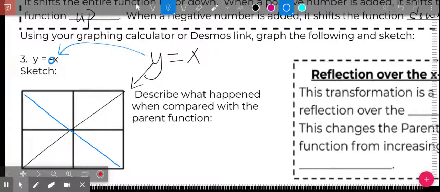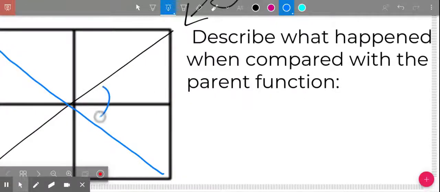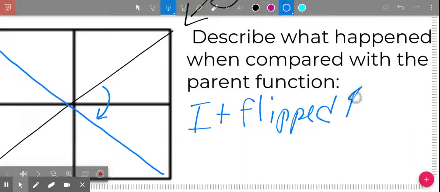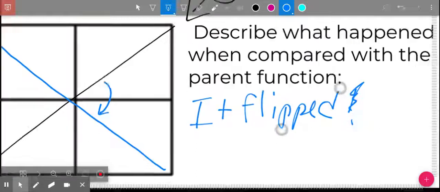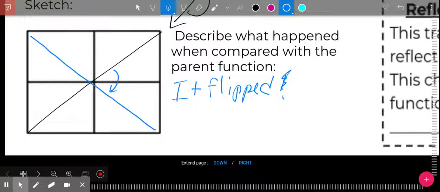So how did I get from my old graph to my new graph? I've heard a lot of people call this a few different things. Some people say it flipped. I've heard some say it's upside down. There are a lot of different ways to describe what's happening here.